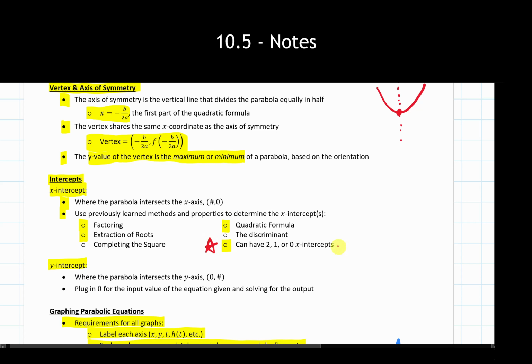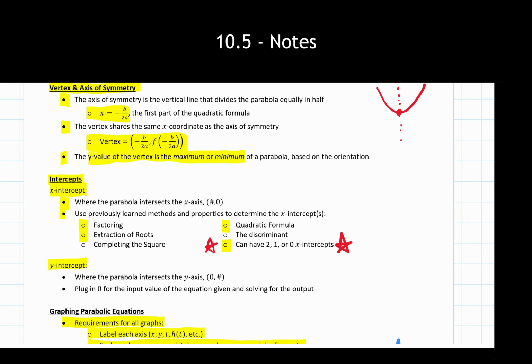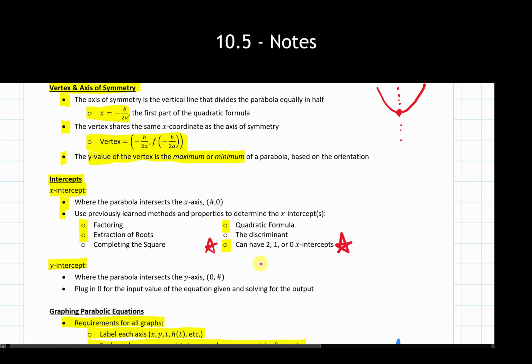So if you're taking notes on this, I would highly recommend that you put some red stars around this to make note of it for yourself. With any of these graphs, we could have 2, 1, or no x-intercepts at all. Again, if we're thinking on the general shape of these things, I'm just quick handing this. I could have something that is way up here. It never crosses the x-axis. Or I could have something showing like that, where it would cross the x-axis twice.